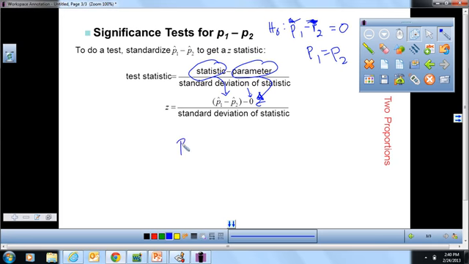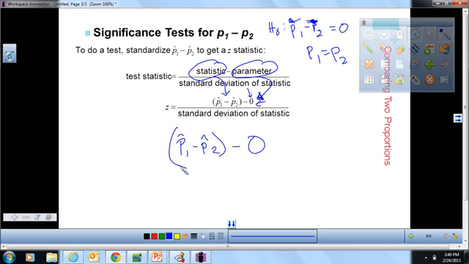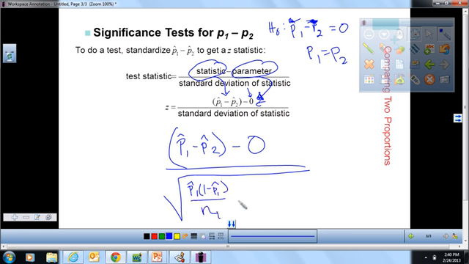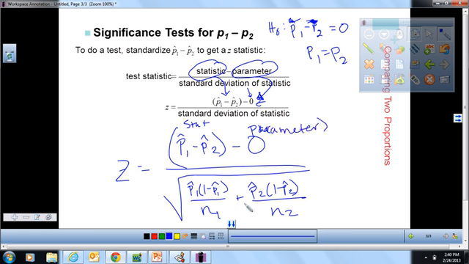So this is going to become P hat 1 minus P hat 2. Technically it's minus 0. It's always minus 0 over, and then here's that big square root where you're going to have P hat 1 times 1 minus P hat 1 over N1 plus P hat 2 times 1 minus P hat 2 all over N2. So this is going to be your Z statistic for the difference of two proportions. This is my statistic right here. Here's my parameter. And this is my standard deviation of my statistic, which, remember that I told you, technically is the standard error.